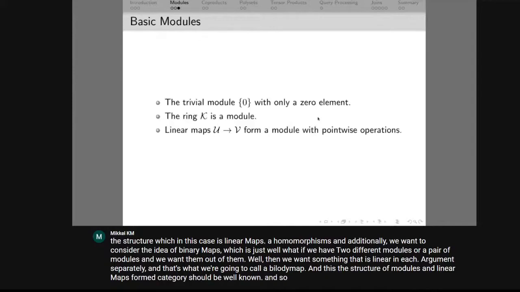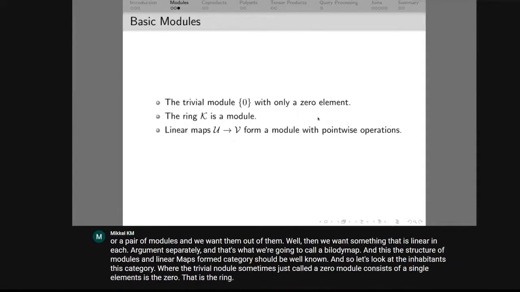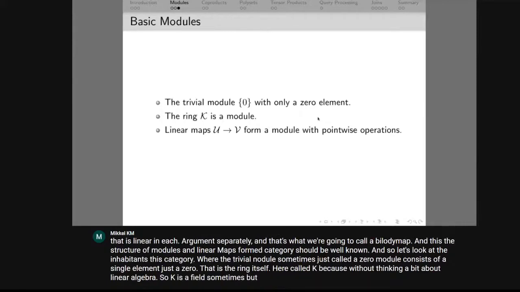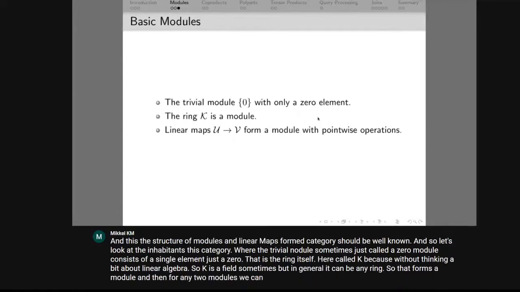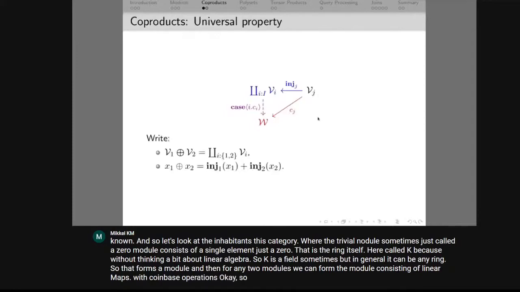And so let's look at the inhabitants of this category. We have the trivial module, sometimes just called the zero module. It consists of a single element, just a 0. Then there is the ring itself, here called K because we're thinking a bit about linear algebra, so K is a field sometimes, but in general it can be any ring. So that forms a module, and then for any 2 modules we can form the module consisting of linear maps with pointwise operations. Okay, so with the formalities out of the way, let's look at some of the more interesting constructions.